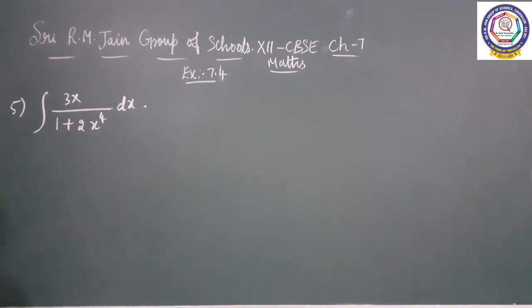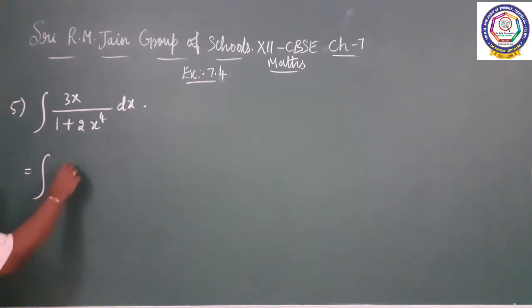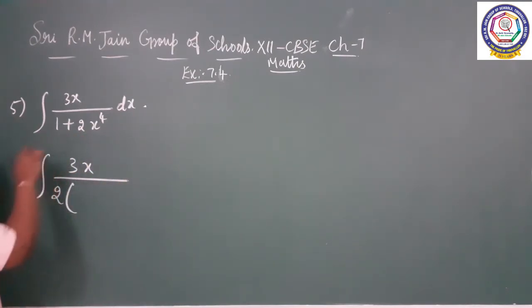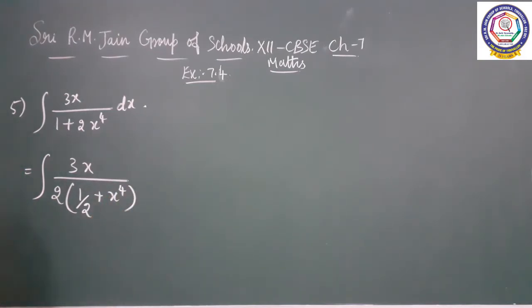See the fifth sum. Here also there is a coefficient, so you can take the coefficient out. First you can see the coefficient of x power anything in the denominator. I can take 2 commonly out, but there is no multiple of 2 in the first term, 1 by 2, so you can write it as divided by 2. 2 into 1 by 2 plus x power 4 into dx.